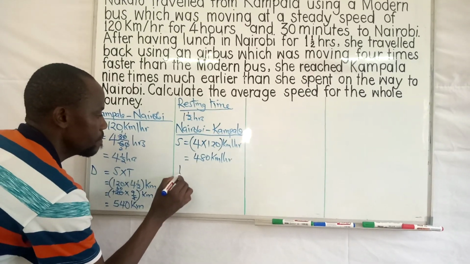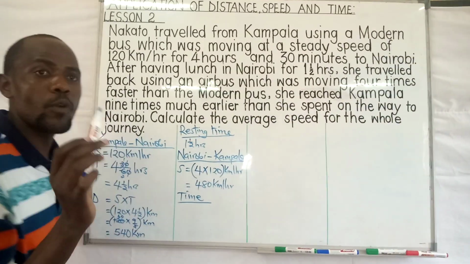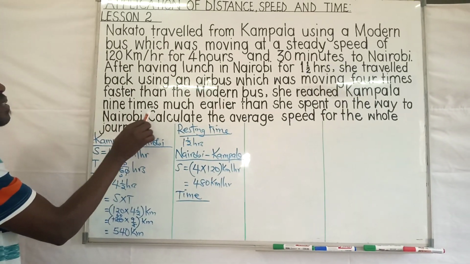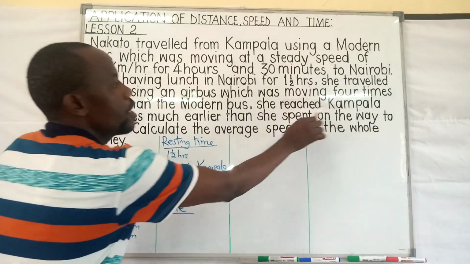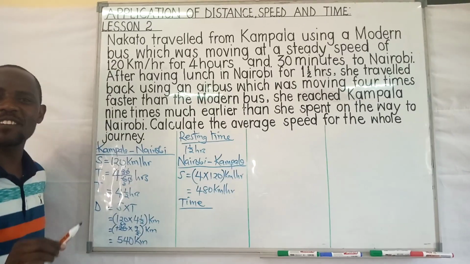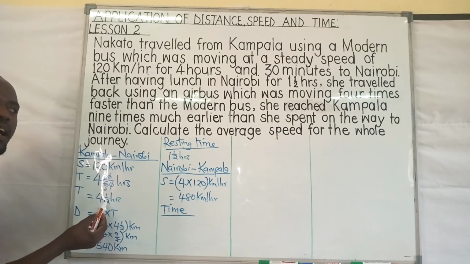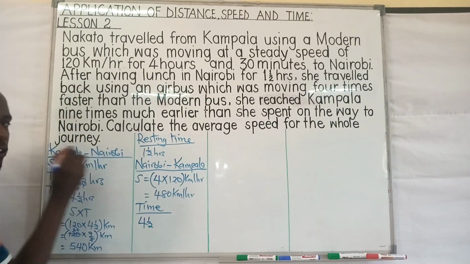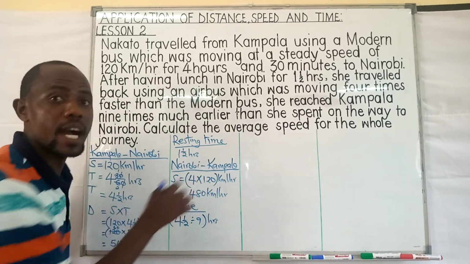That's the speed. But what is the time? The time spent on the way from Nairobi back to Kampala: they are telling us that she reached Kampala 9 times much earlier than she spent on the way to Nairobi. That's where we get our time. From Kampala to Nairobi, she spent 4.5 hours. Coming back, if she reached 9 times much earlier, that means we shall get the time spent from Kampala to Nairobi divided by 9. And this will give us the time spent from Nairobi back to Kampala.